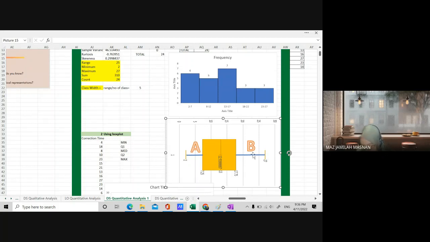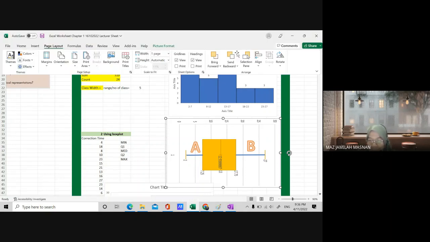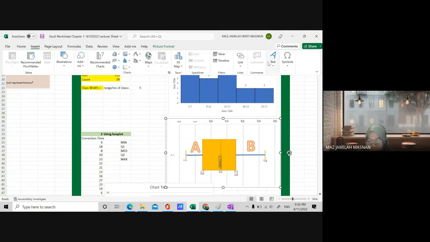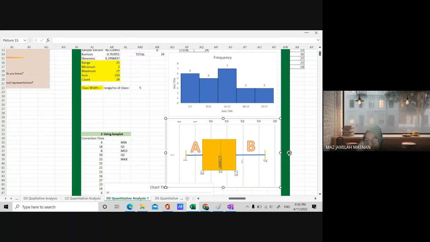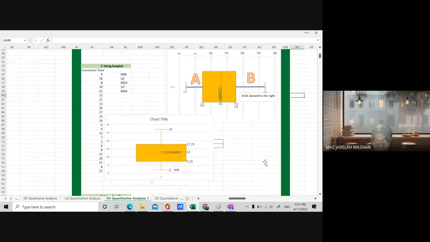The whisker is longer at B, so we call it skewed to the right, a bit skewed to the right, because the whisker is longer in this particular area. Okay, skewed to the right. Any question so far, class?